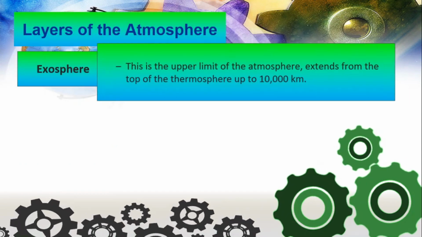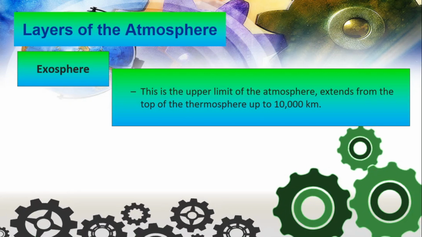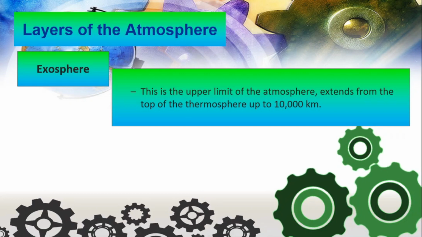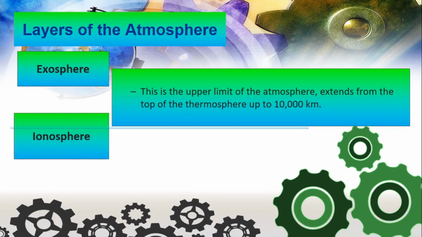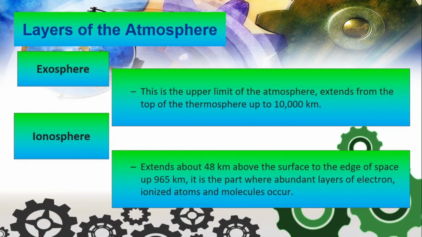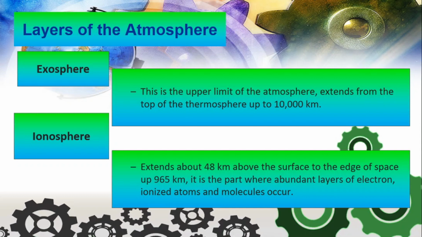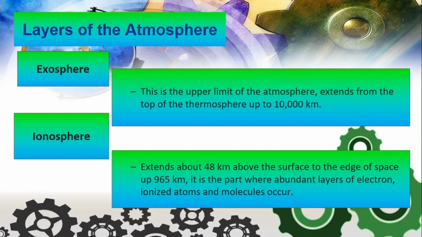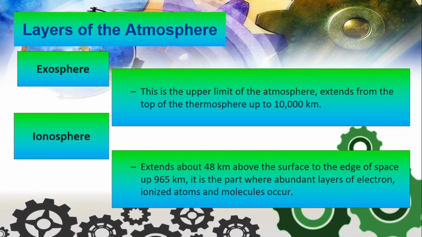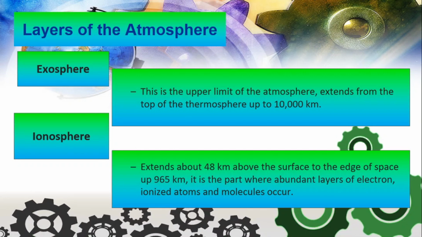Up above the thermosphere is the exosphere. This is the upper limit of the atmosphere, which extends from about 10,000 kilometers above the thermosphere. On the outermost part of the atmosphere, we can find the ionosphere. It extends about 48 kilometers above the surface to the edge of space up to 965 kilometers. It is the part where the abundant layers of electrons, ionized atoms, and molecules occur.